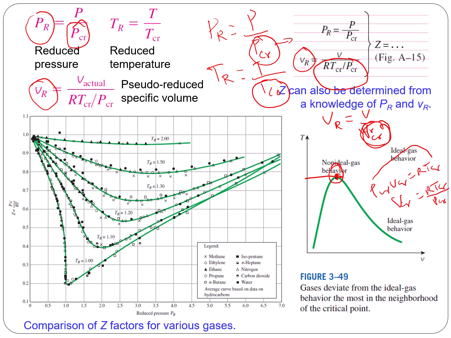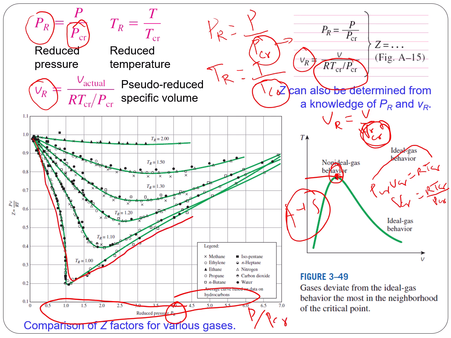Okay, so here, if you see here, this is a simplification of the compressibility chart, but we'll see the real chart, which is given in Appendix A15. That's what we'll be using. But if the reduced pressure and temperature values are given, this is a simplified form. On the x-axis you have reduced pressure, which is P divided by P critical. And this is how the plot looks.